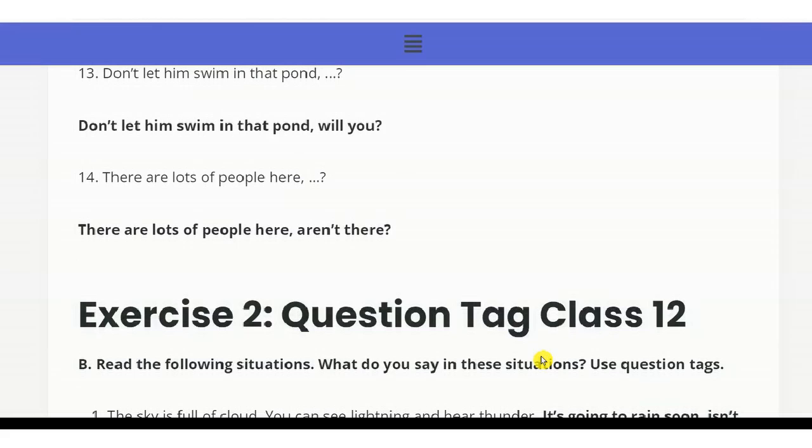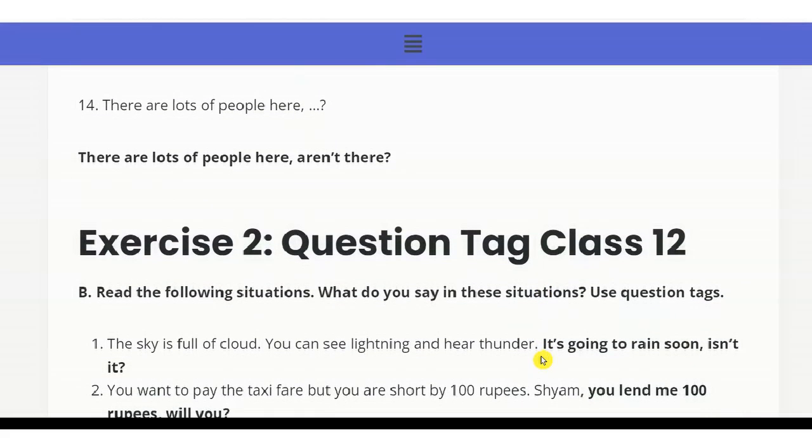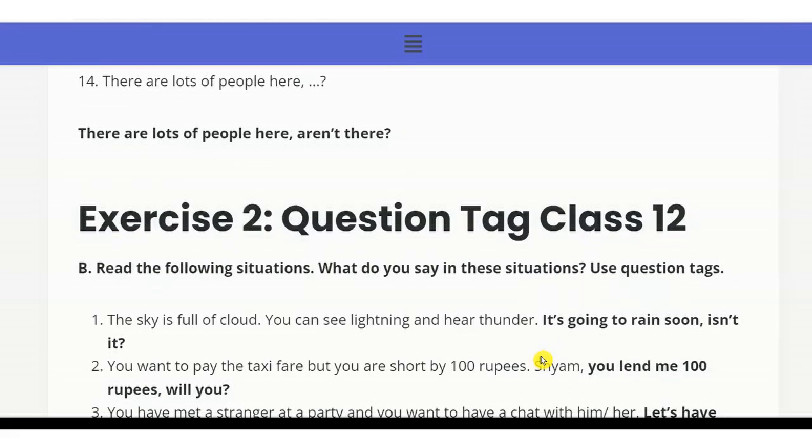And the next question says, exercise 2: read the following situations. What do you say in this situation? Use a question tag. So here you are free to use the question tag according to the situation. The sky is full of cloud. You can see lightning and hear thunder. And please enjoy the question answers.